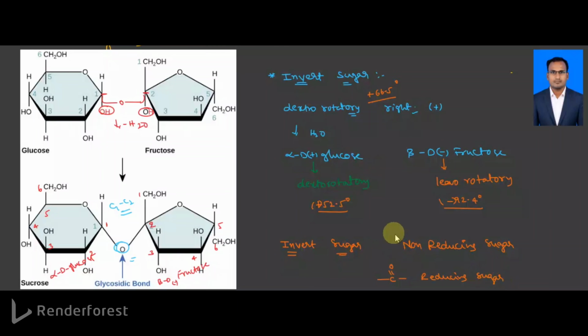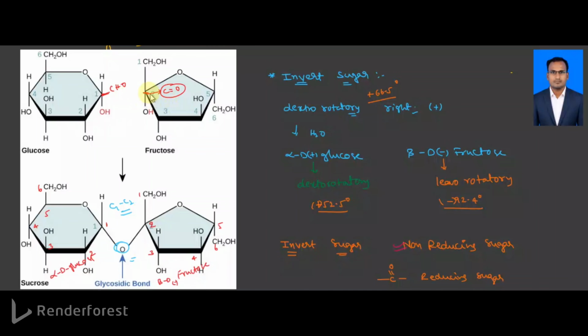Now sucrose is a non-reducing sugar. Why? If you see the glucose structure, the CHO carbonyl group is present at the C1 carbon. Fructose is a ketohexose, so the C2 carbon has a C double bond O, a ketone at the second carbon. So C1 has an aldehyde and C2 a ketone. In glucose, the aldehyde gives a positive test for Tollens and Fehling's, and in fructose, the ketone gives a positive test for Fehling's solution.